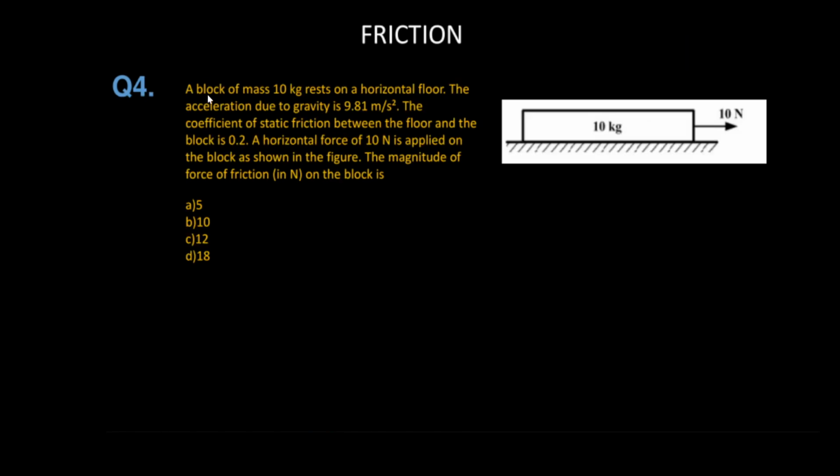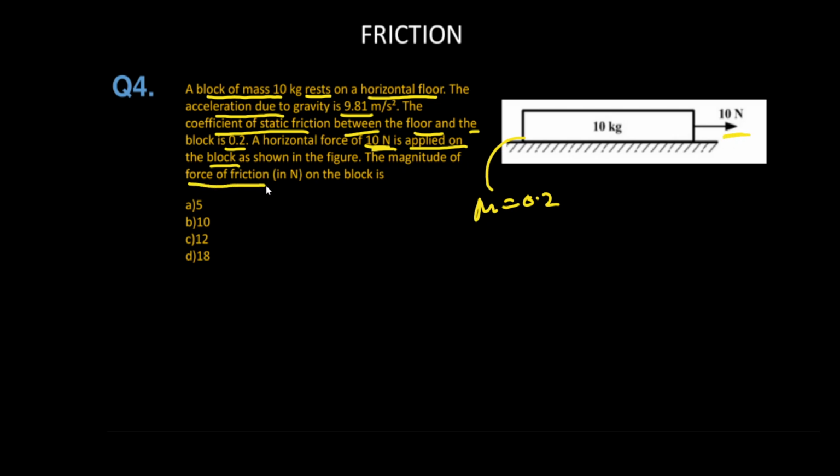So see this question. A block of 10 kg rests on a horizontal floor. The acceleration due to gravity is 9.81. The coefficient of static friction between the floor and the block is 0.2. Here the coefficient is given as 0.2. A horizontal force of 10 Newton is applied on the block, as shown in the figure. What is the magnitude of the frictional force in Newton on the block? See, he is talking about friction.